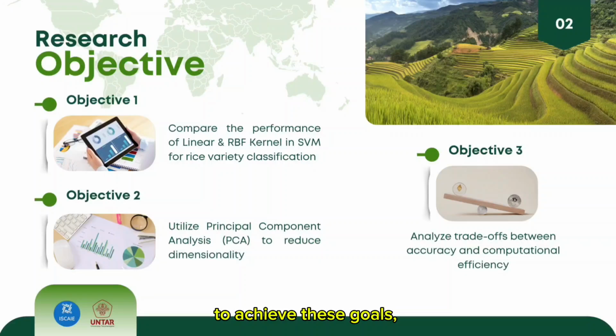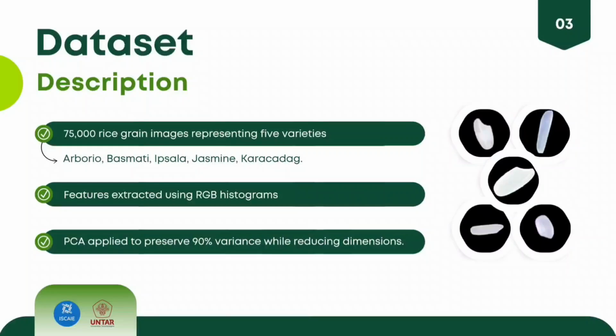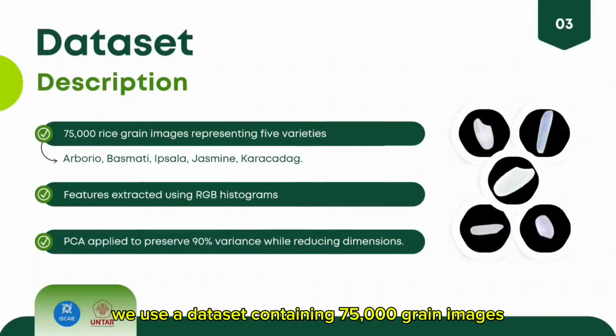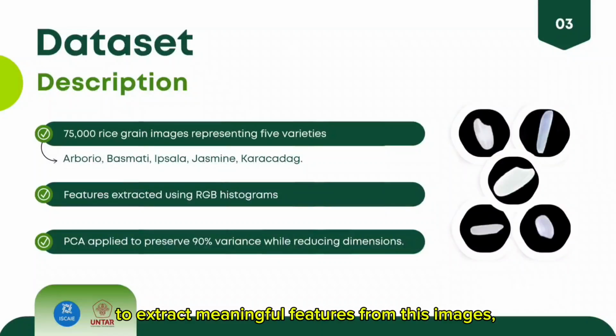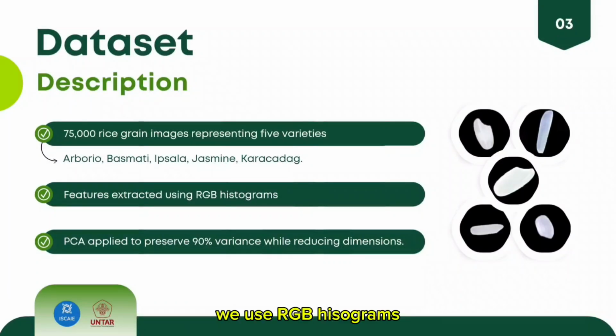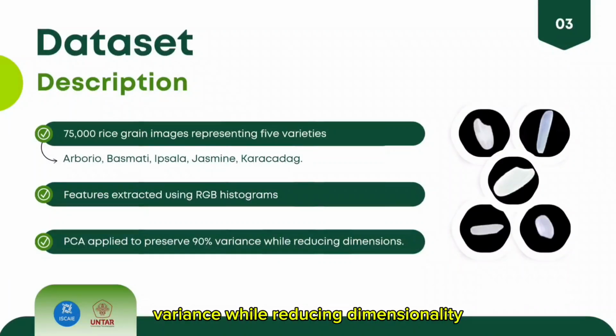To achieve these goals, we worked with a large dataset of rice grain images. For this study, we used a dataset containing 75,000 rice grain images representing 5 different rice varieties. These 5 varieties are Arborio, Basmati, Ipsala, Jasmine, and Karacadag. To extract meaningful features from these images, we used RGB histograms and then applied PCA to retain 90% of the dataset's variance while reducing dimensionality. Next, let's take a look at the methodology used in our research.